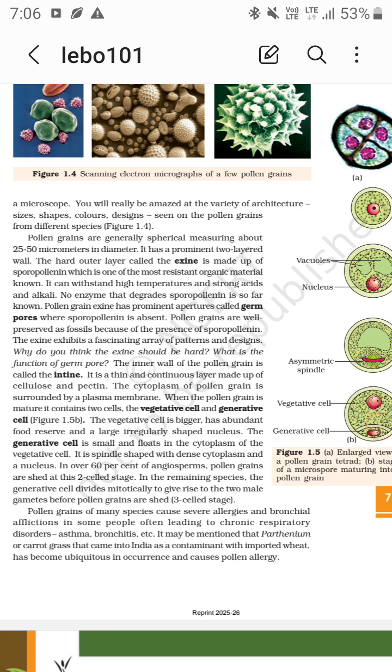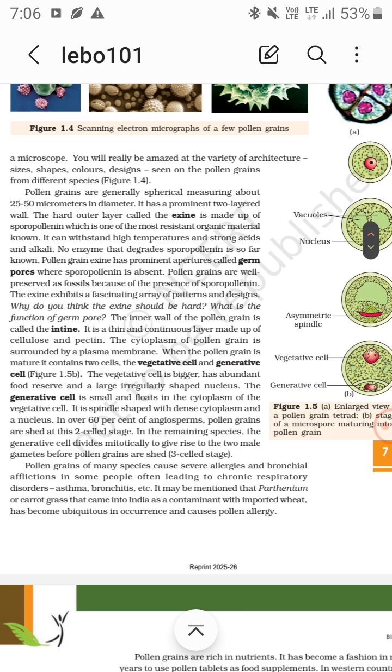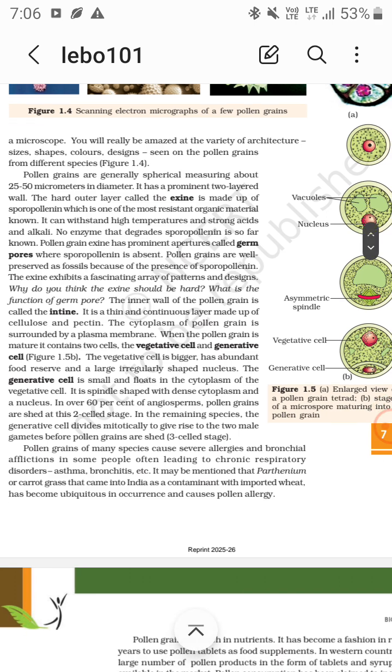A pollen grain at maturity has two cells, the vegetative cell and the generative cell. The vegetative cell is bigger, has abundant food reserve material and a large irregularly shaped nucleus. The generative cell is small and floats in the cytoplasm of the vegetative cell. It is spindle shaped with dense cytoplasm and a nucleus. In 60% of angiosperms, the pollen grain is shed at the two-cell stage. In the remaining, the generative cell divides mitotically to give rise to two male gametes before pollen grains are shed, that is the three-cell stage.